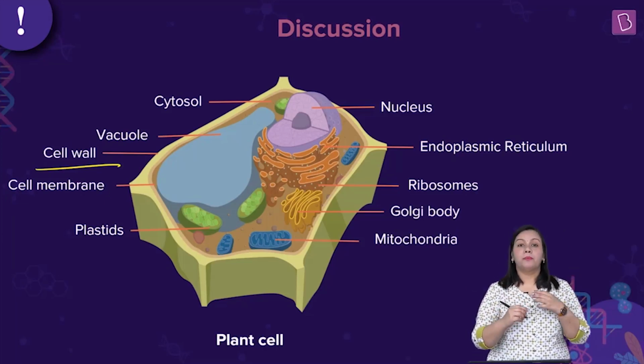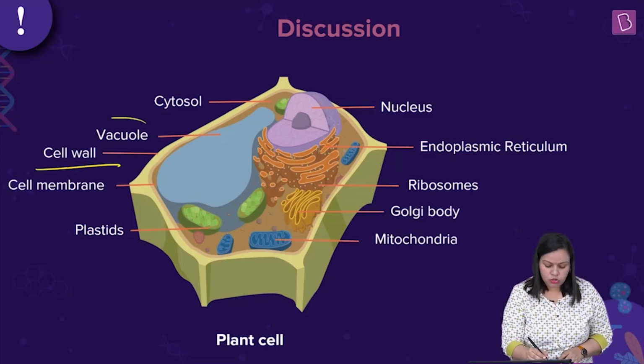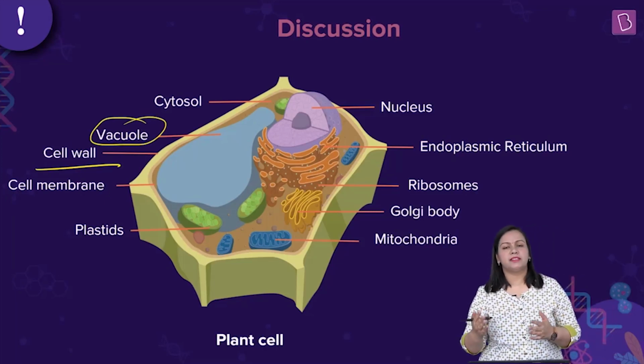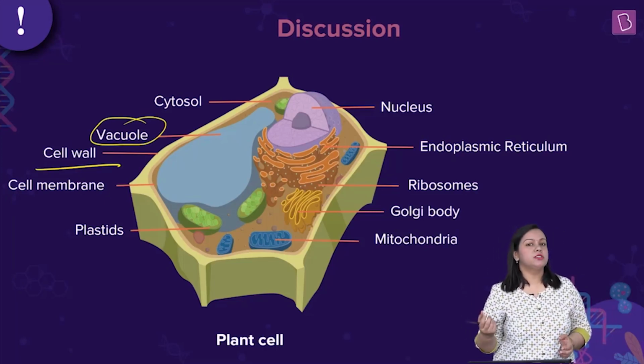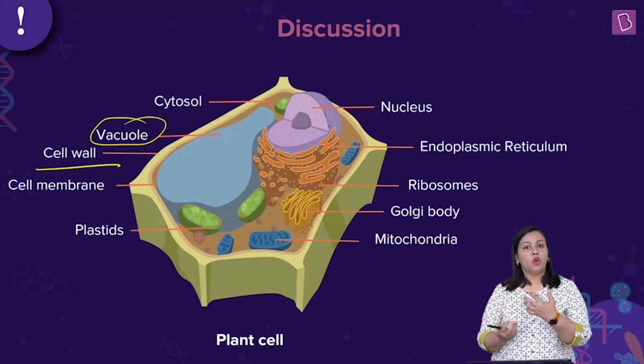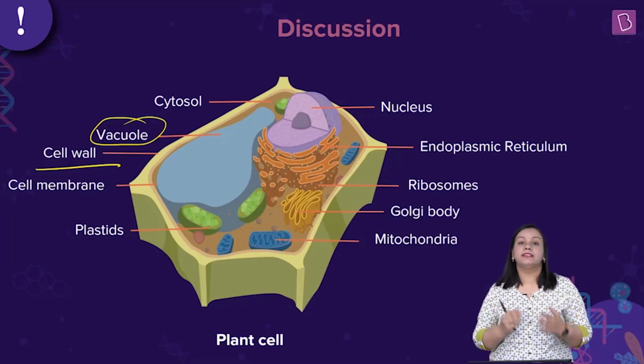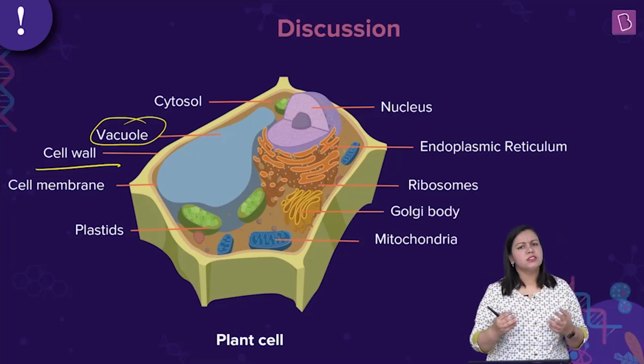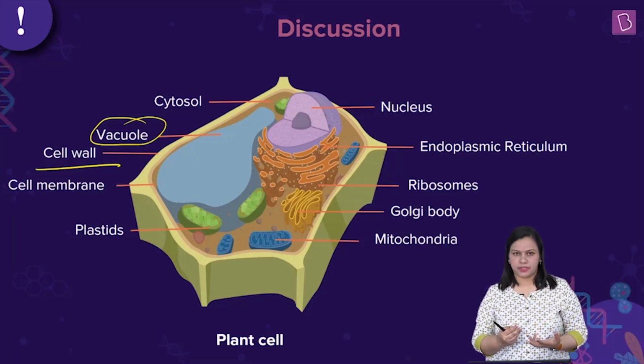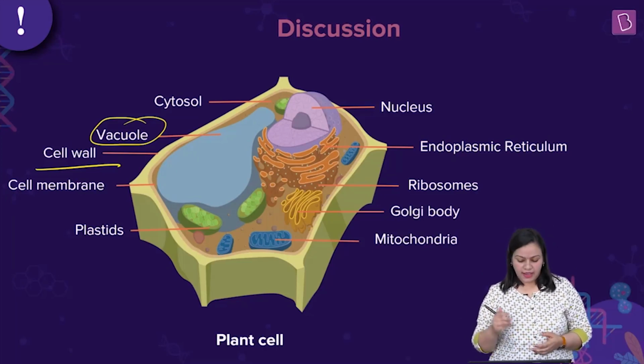Plant cells have a prominent vacuole also. Even though some animal cells have vacuoles, their vacuoles are much smaller in size and not as prominent as they are in the plant cell. So this is another small point of difference that you can have between the plant cell and the animal cell.